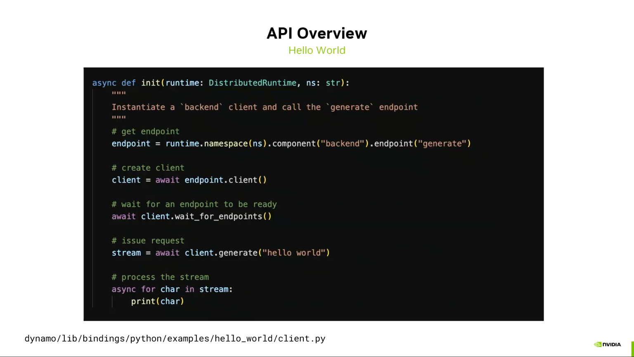Our clients are essentially routers. You can call generate, you can call random, you can call direct. Direct allows you to actually target direct endpoints specifically. All we have to do is call client.generate. We await the stream, and then we process the stream. And guess what? It says like hello world or something like that.